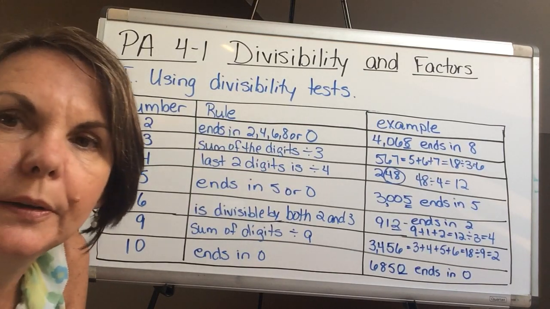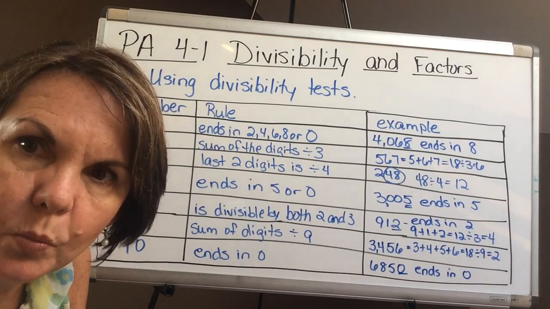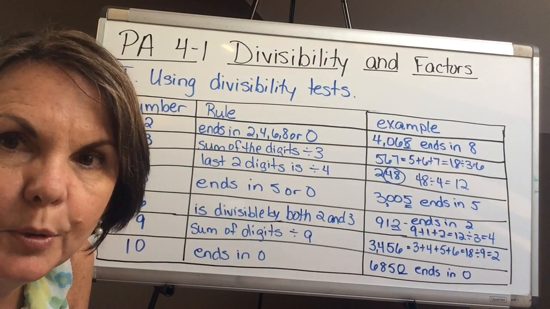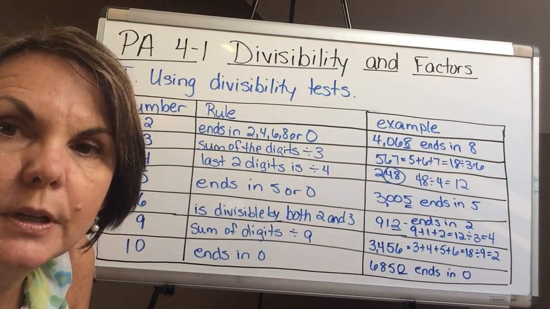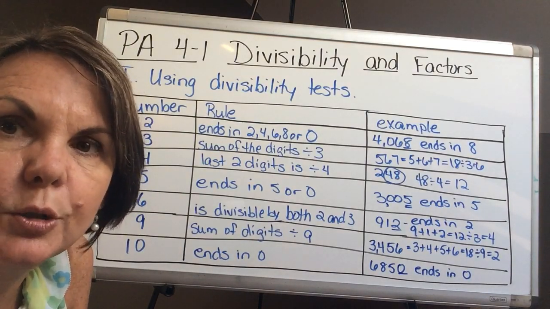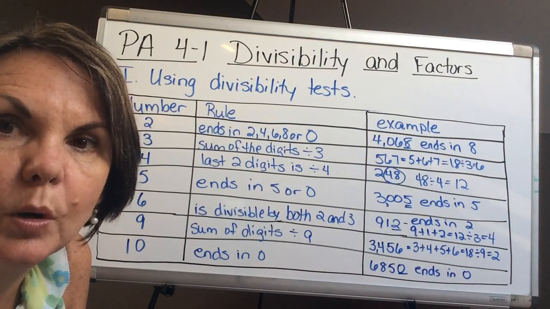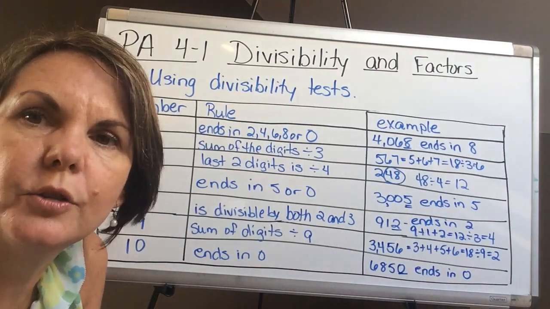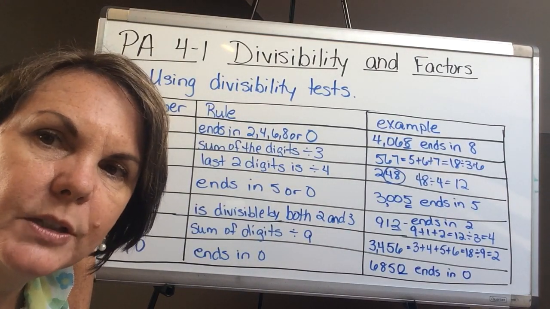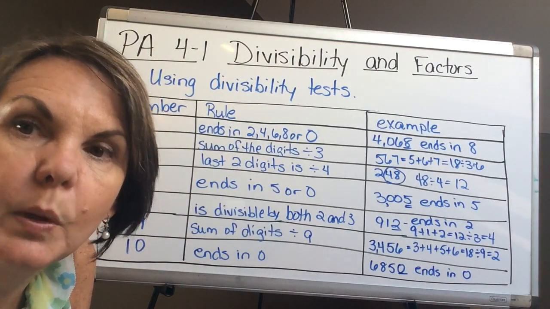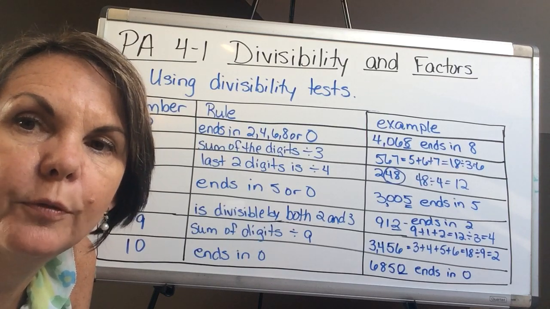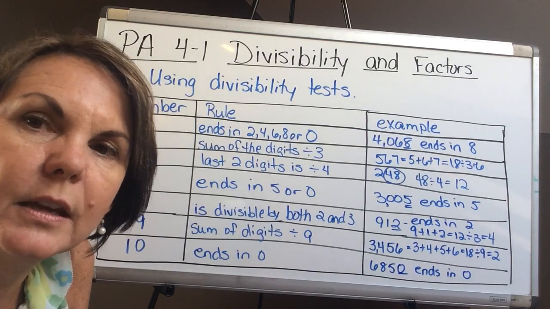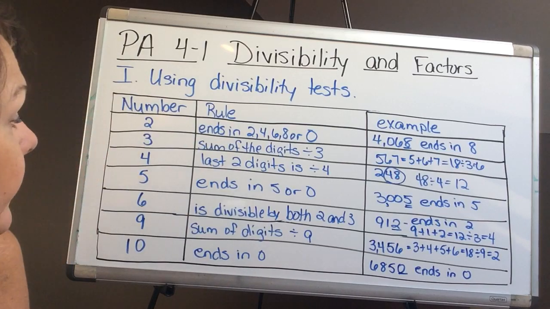The number 4, even though it's not in any of your work for this lesson, I wanted to put it in here anyhow. The rule for the number 4 is the last 2 digits of a number are divisible by 4. So if I take a look at the number 248, when I'm talking about the last 2 digits, I'm talking about the 4 and the 8. 48, is that divisible by the number 4? Yes, it is. Therefore, that number would be divisible by 4.